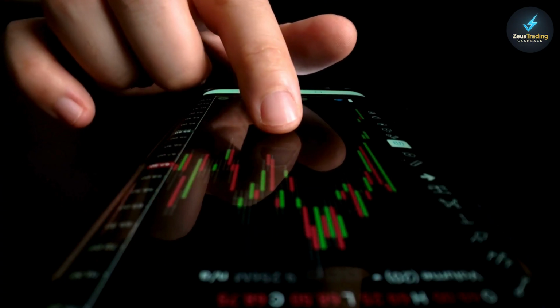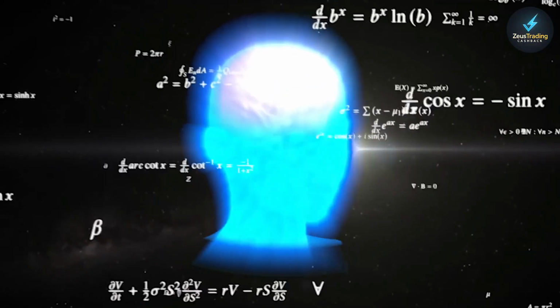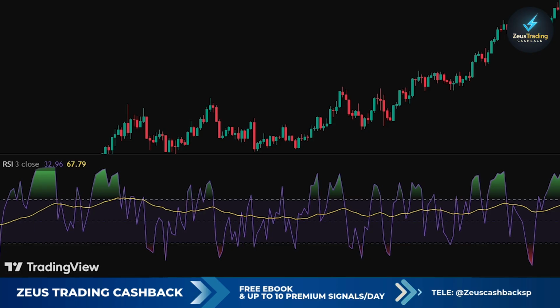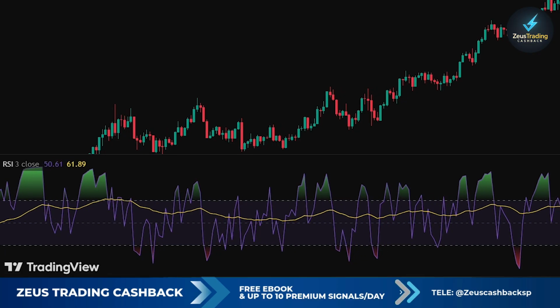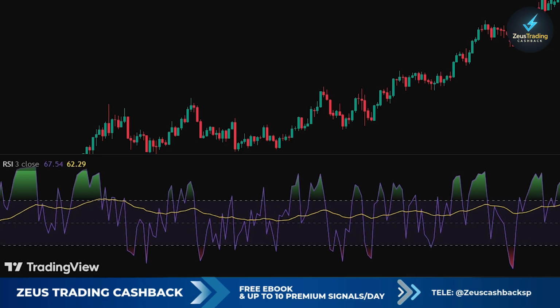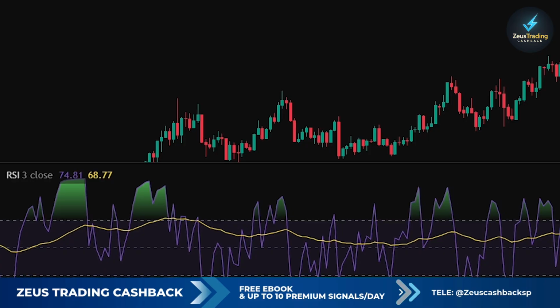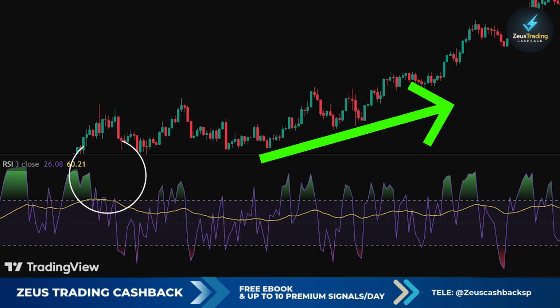Before jumping into setups, you need to understand what each indicator is actually telling you. The RSI, or Relative Strength Index, measures momentum. It shows when the market is overbought or oversold, meaning price has moved too far from equilibrium. But using RSI alone can be misleading, because sometimes price can stay overbought for hours and still keep rising.